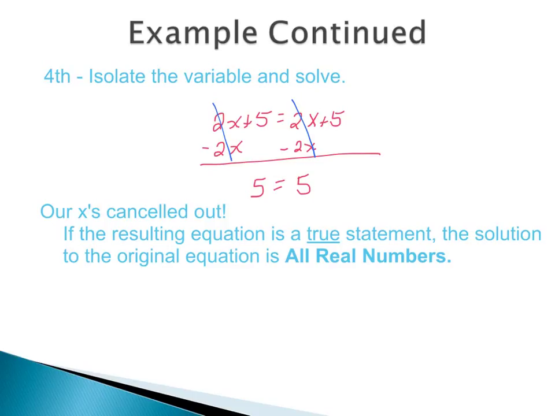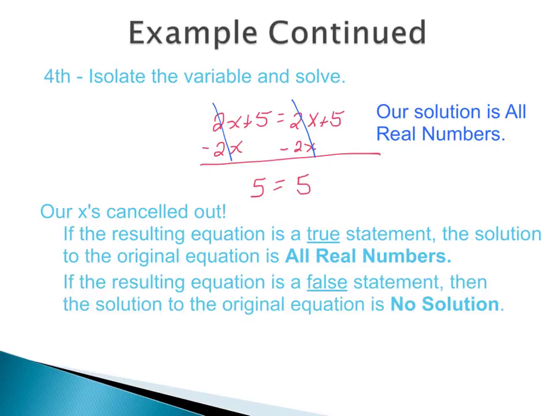Looking at what we have right now, we have a resulting equation of 5 equals 5. That's a true statement. I hope that 5 is equal to 5. As a result, we can say that our solution to this equation is all real numbers, because no matter what, 5 will always equal 5. If the resulting equation is false, say we had 5 equals 8, that's not a true statement, then it would be no solution. There is no possible value for x that I can substitute into the original that would make both sides equal to each other, versus all real numbers, which says that I can take any value for x, plug it into both sides of the equation, and we'll always get a true statement.